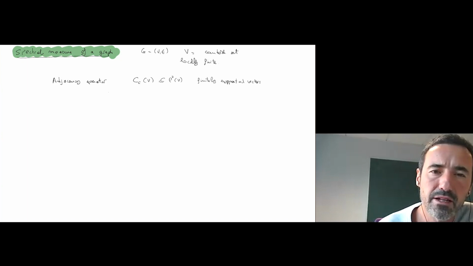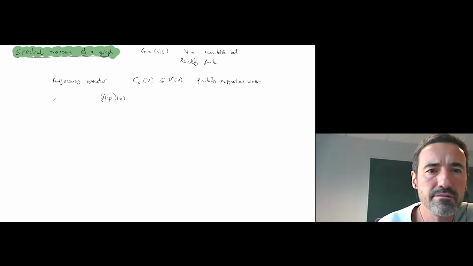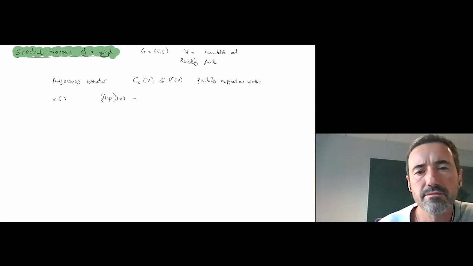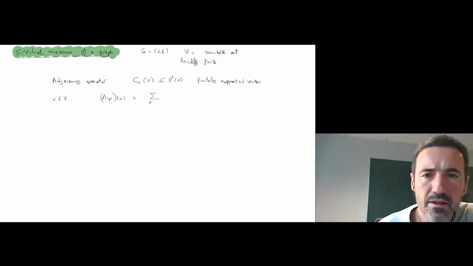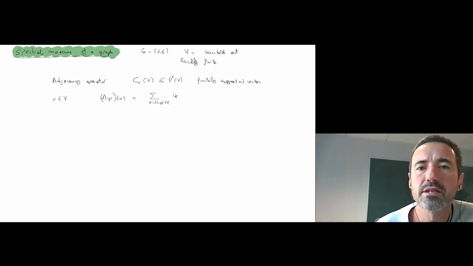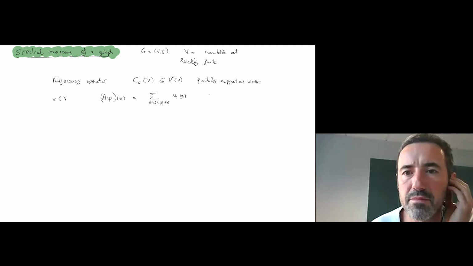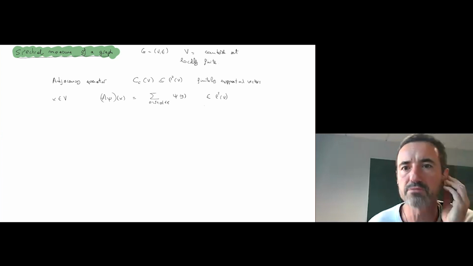And then the adjacency operator you can define as a linear operator which acts on these finitely supported vectors like that. Define A psi of x, in coordinates, as the sum over all edges of the form xy of psi of y. Okay, so this defines something that belongs to L2.